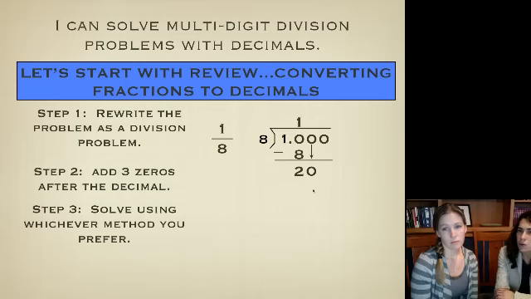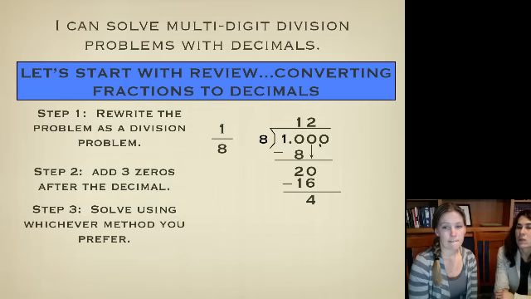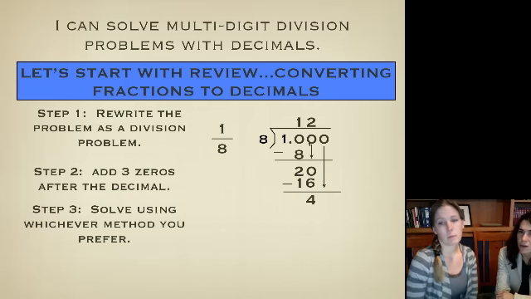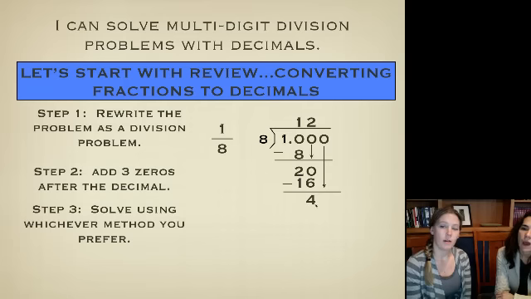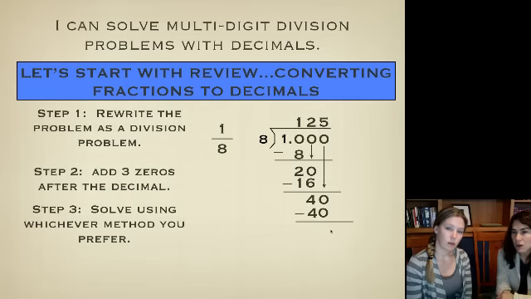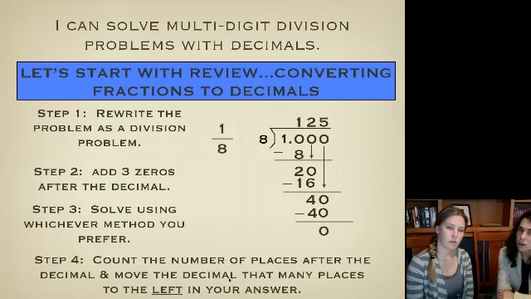8 can go into 20 2 times. Now we multiply again: 2 times 8 equals 16. Subtract again, and we get 4. Then once again, we bring down the second 0, and now we have 40. 8 can go into 40 5 times. 5 times 8 is 40. We subtract that, and we get 0. So now we can stop dividing, and we just need to deal with the decimal.